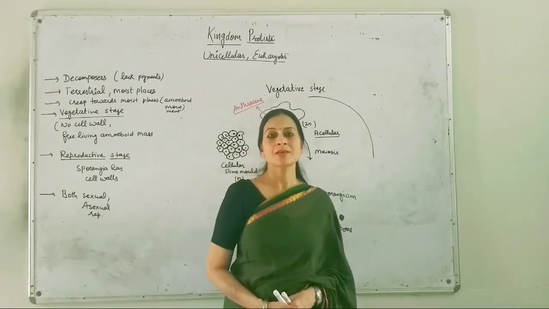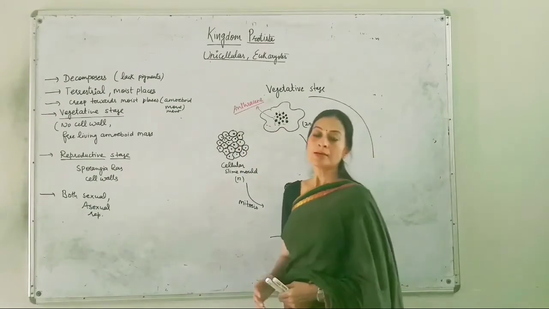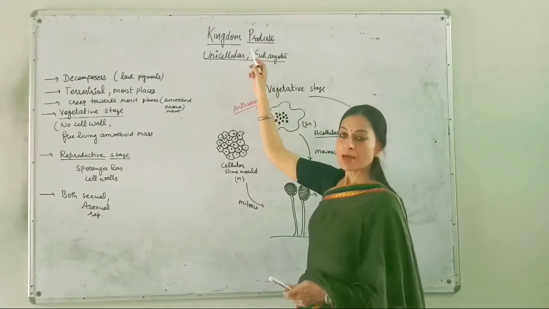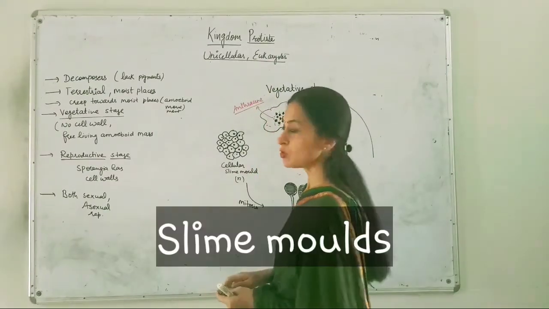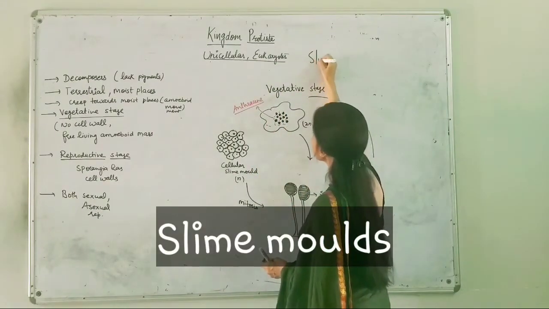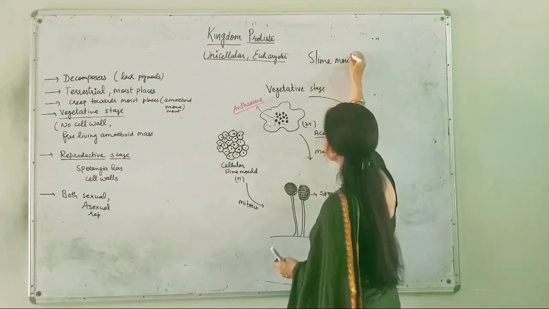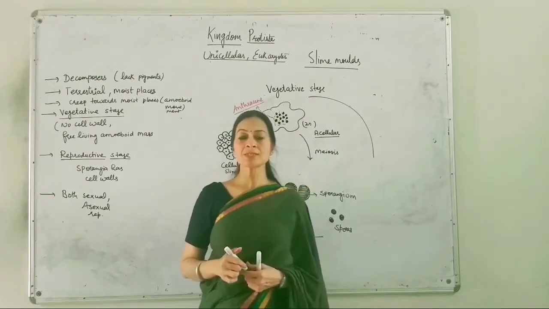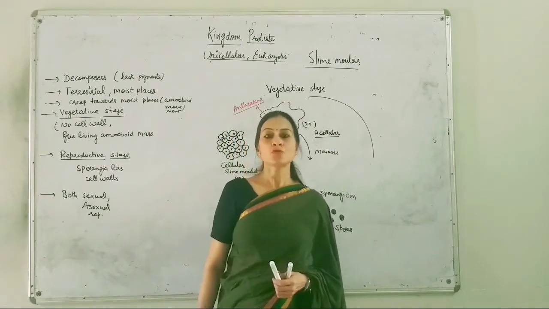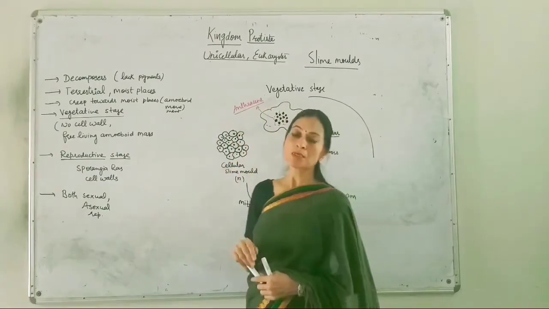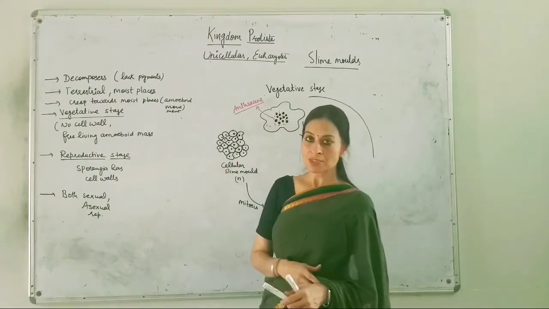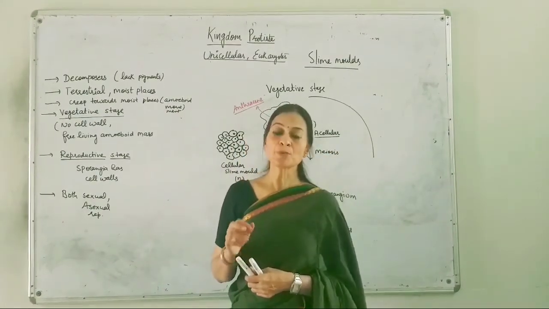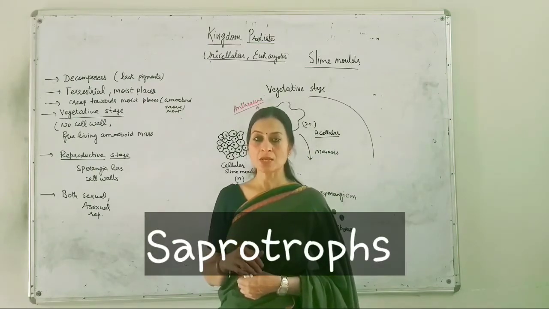So dear students, let's discuss the next group of kingdom Protista, and these are the slime molds. These slime molds have some unique features that differentiate them from other members of this kingdom Protista. The unique features include that most of the members of this group are saprotrophic in nature, or they are decomposers.